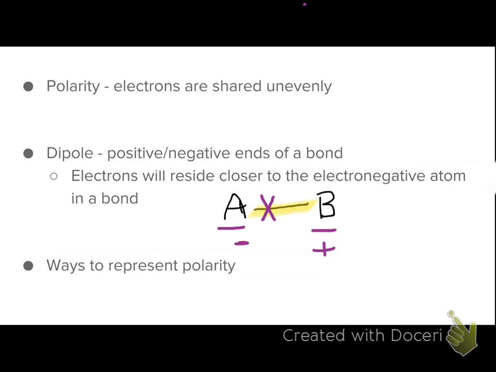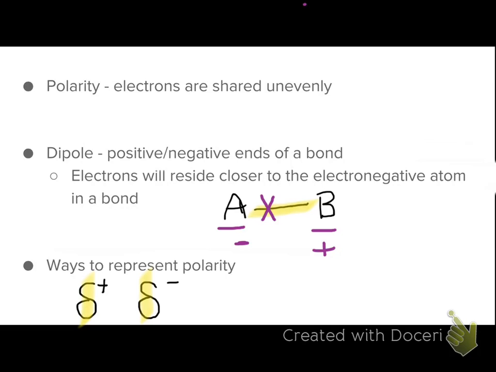So there are two ways to represent polarity or a dipole in a bond. One way is on your positive end, you could draw this little symbol with a plus sign. And then on the negative end, you draw this little symbol with a negative. So this one right here would be with your A on this example bond up here. This here would be by the B because that is your positive end.